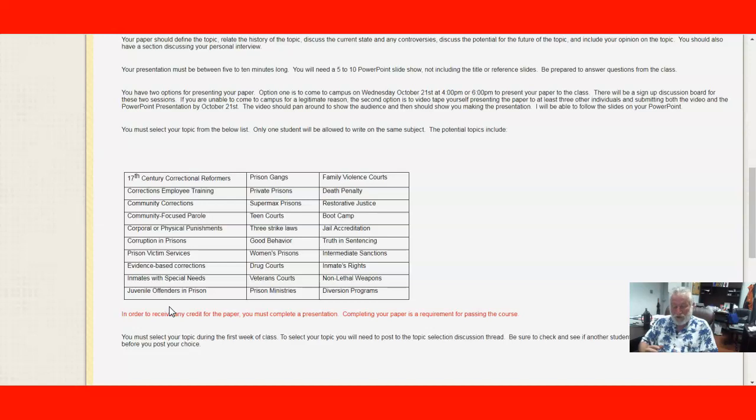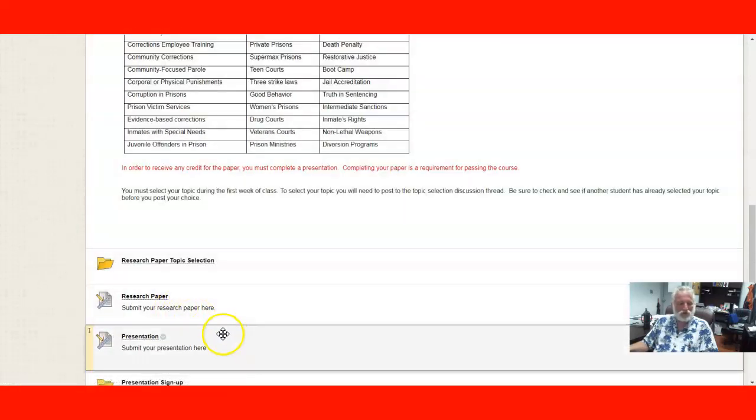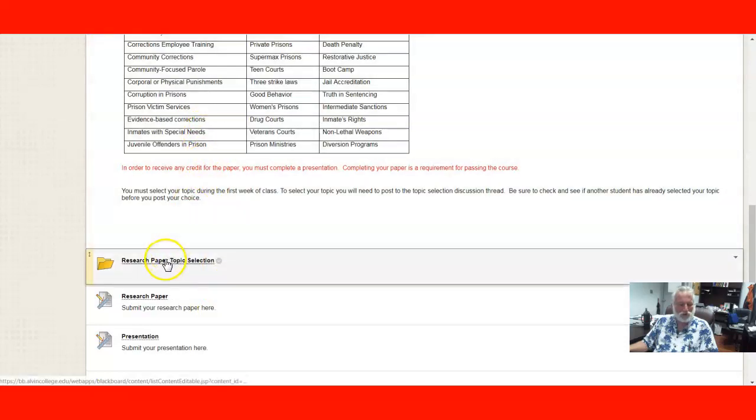I'm not going to find a person for you, but I'll give you some ideas on where you can find someone to talk to. Keep in mind, again, in order to get credit for the course, you must complete this paper. In order to get credit for the paper, you must present it. So just remember that. You will then select your topic. Again, those are the topics to choose from.